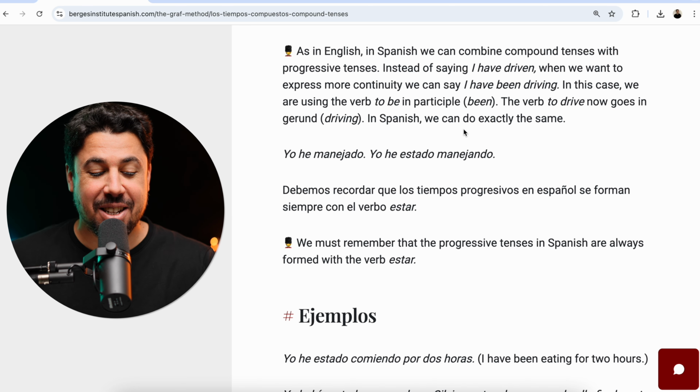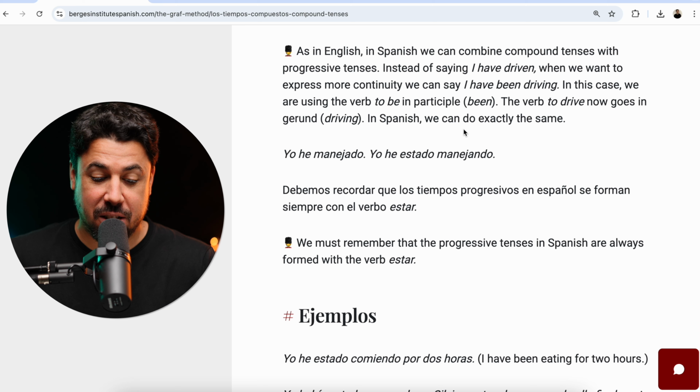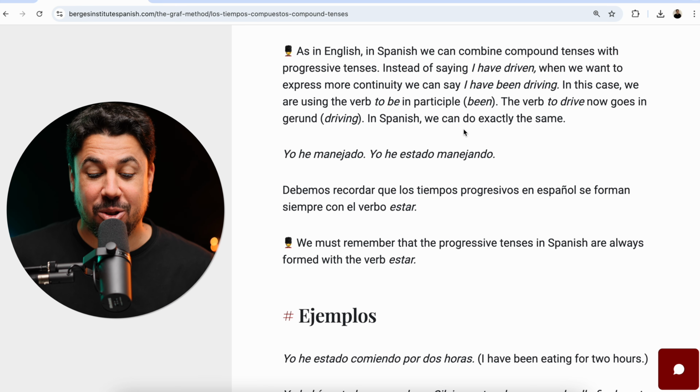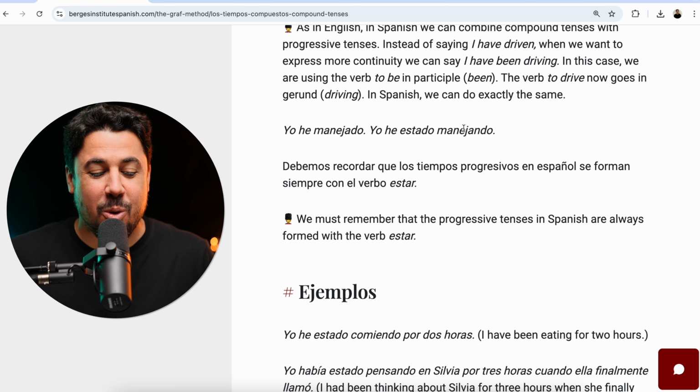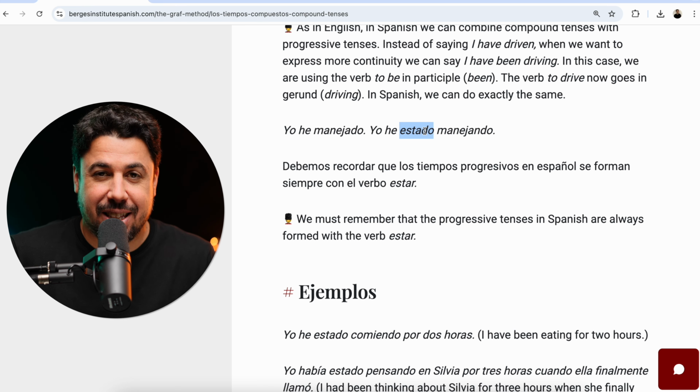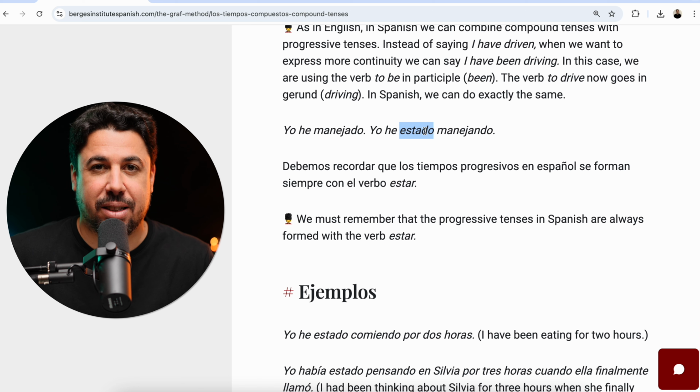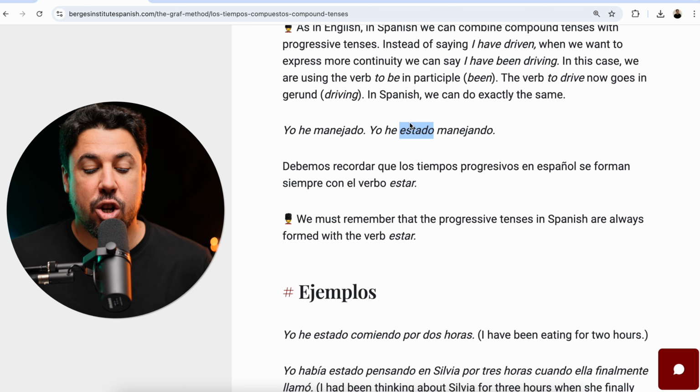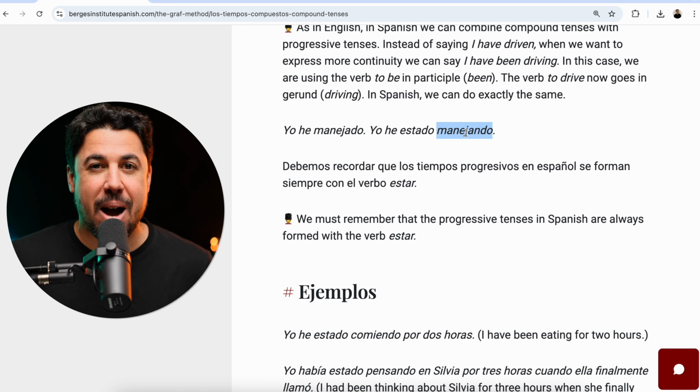And in this case, we are using the verb to be in participle, been, and then the verb to drive now is in the gerund form, driving, not driven, driving. So in Spanish, we can do the same. Yo he manejado, that's I have driven, but I have been driving, yo he estado, estar, the participle is estado, and for progressive tenses, we have to use estar. We cannot use ser, so yo he estado manejando, driving.